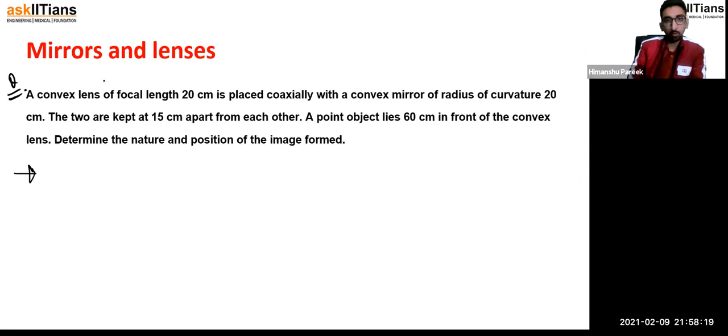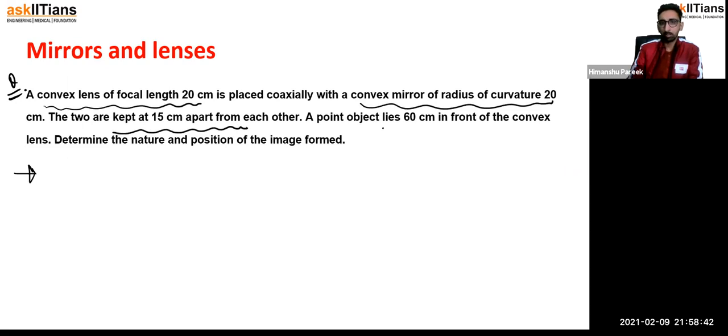A convex lens of focal length 20 centimeter is placed coaxially, meaning the same axis, with a convex mirror of radius of curvature 20 centimeter. So this is the information for the convex lens, and that's the information for the convex mirror. Axes are the same. The two are kept 15 centimeter apart from each other. A point object lies 60 centimeter in front of the convex lens. Okay, so first is the convex lens. Determine the nature and position of the image formed.